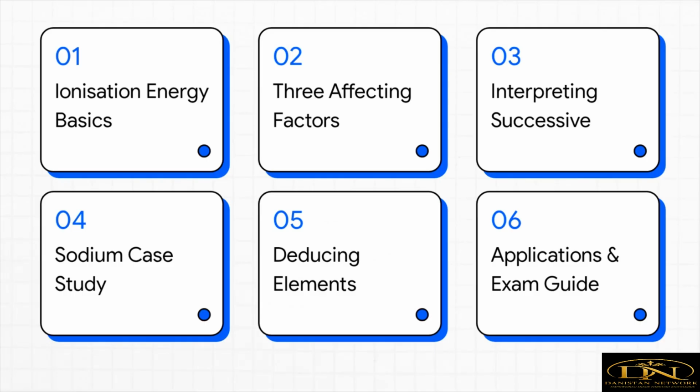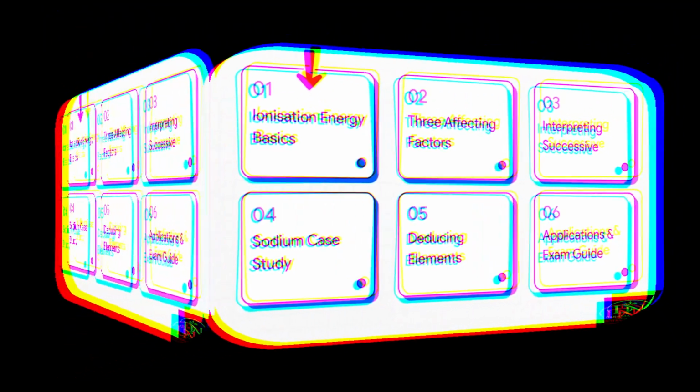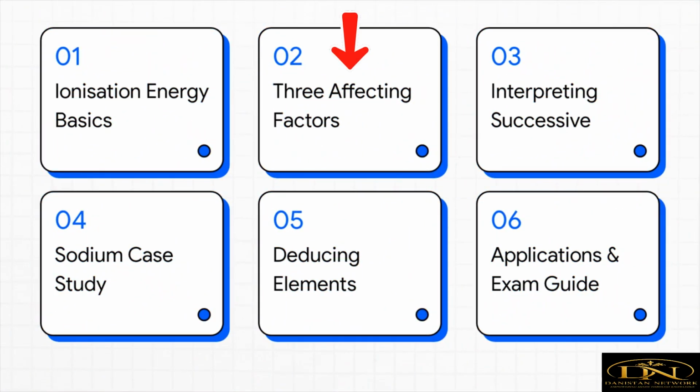All right, here's our game plan for today as we play Atomic Detectives. We'll start with what ionization energy actually is, look at the three main factors affecting it, and then figure out how to interpret successive energies. After that, we'll dive into a case study on sodium, learn how to deduce elements in their groups, and wrap up with real-world applications and your exam summary. Let's get right into it.